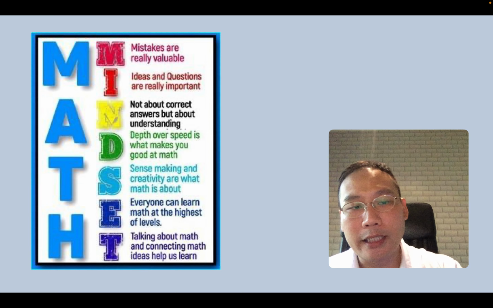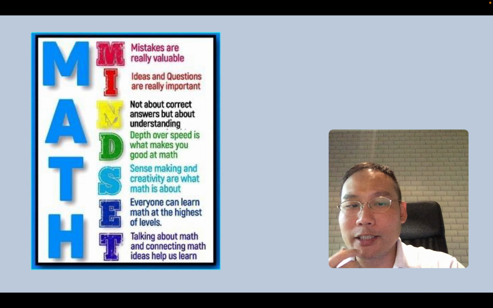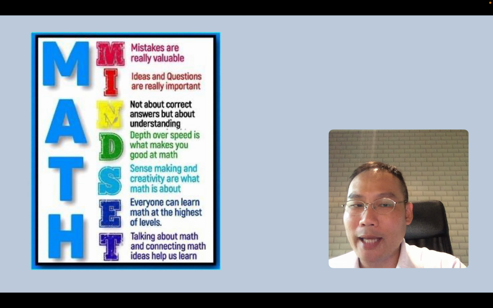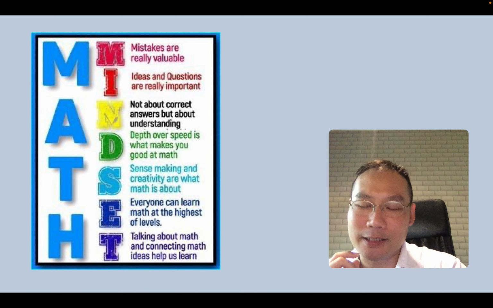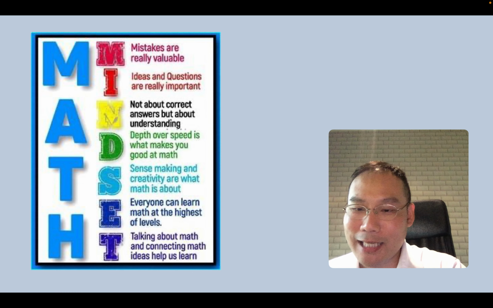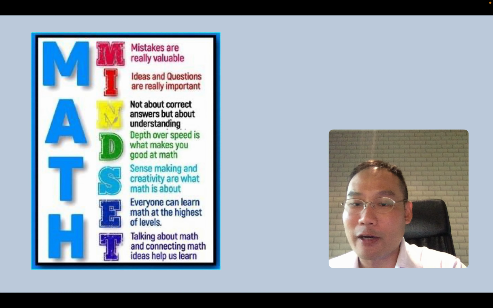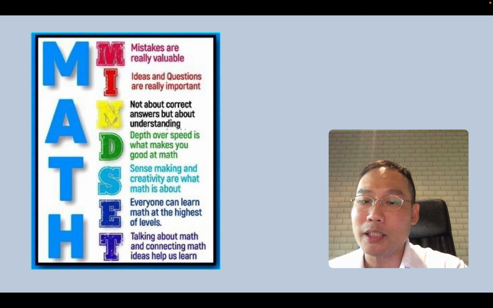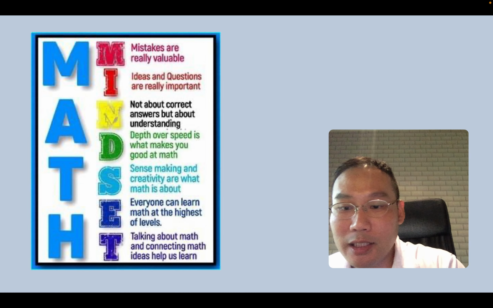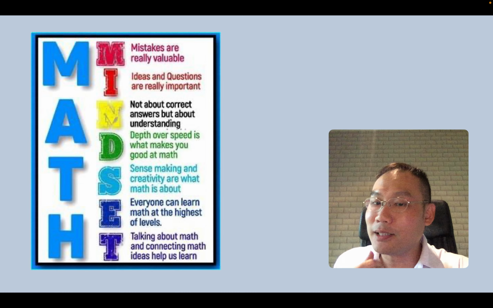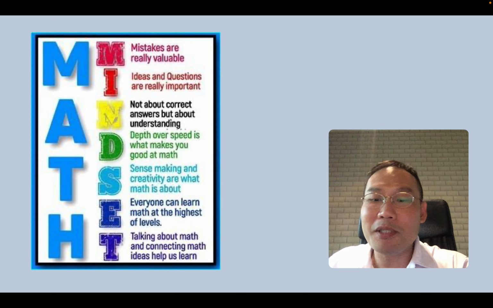Okay. Next point, depth over speed is what makes you good at mathematics, right? So there's no need to be fast. Sometimes we get the wrong idea, especially when we are younger and we are just learning the very basics of mathematical operations. We thought when we can add things up, subtract or multiply things very quickly, mentally, mental sums, we thought that means you're good in math.